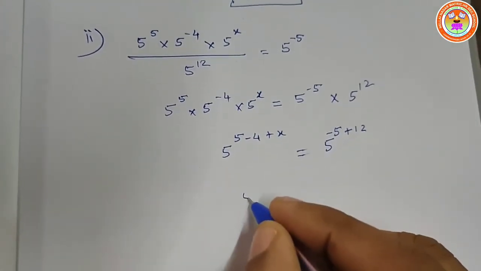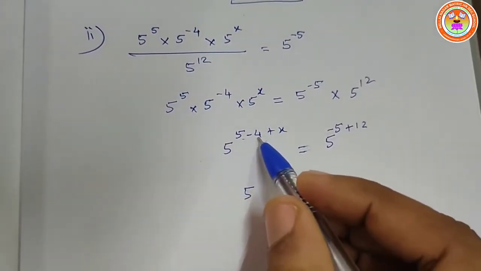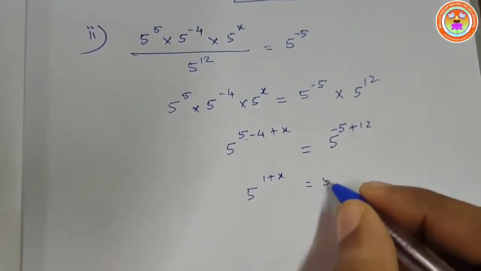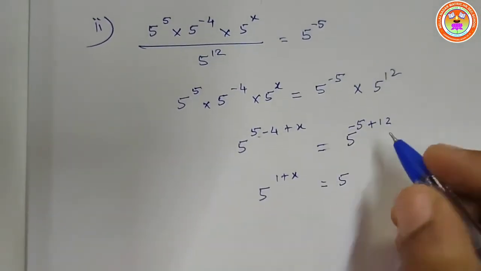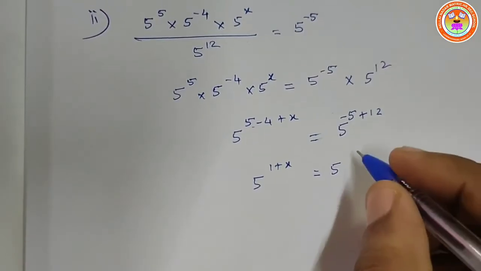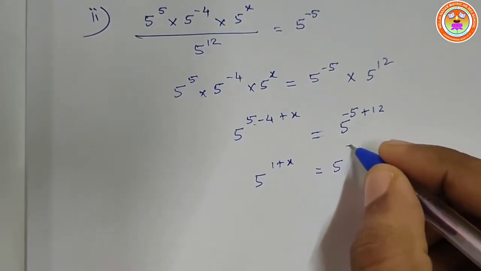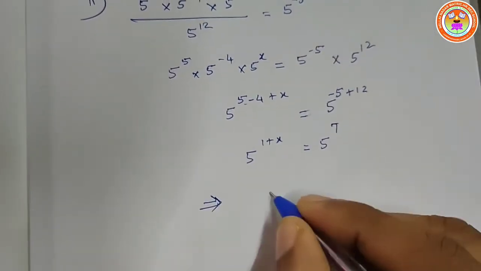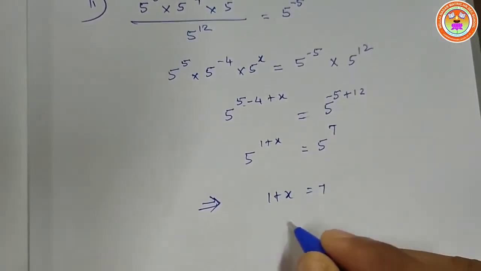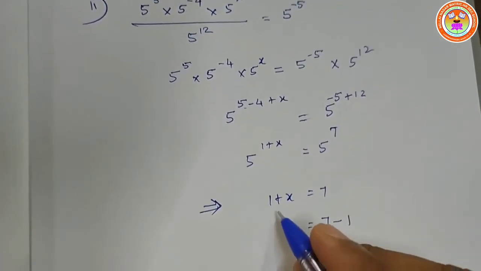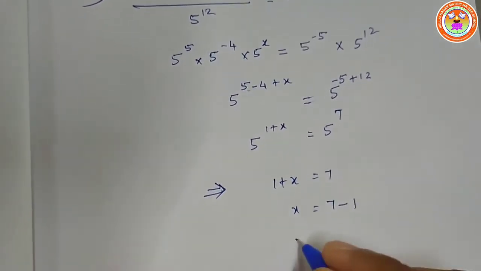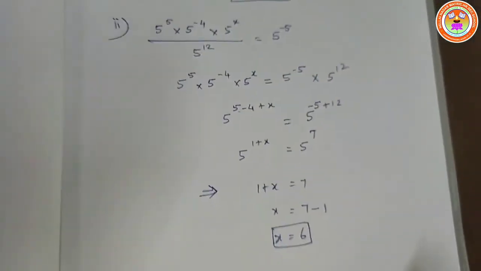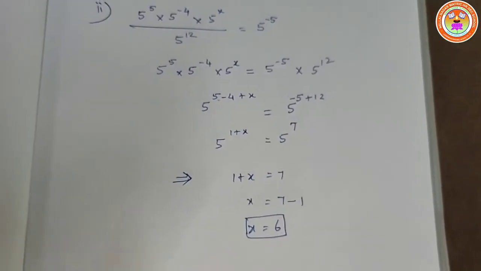Now 5 minus 4 is nothing but 1. So 1 plus x equal to 5 power, minus 5 plus 12 is nothing but 7. Look at that, bases are same, which implies powers are also same. 1 plus x is equal to 7. x is equal to 7 minus 1. This 1, if you take it to the right hand side, it will become minus 1. So x is equal to 6. Copy down, children, up to this. Like this only you have to complete the second subdivision.